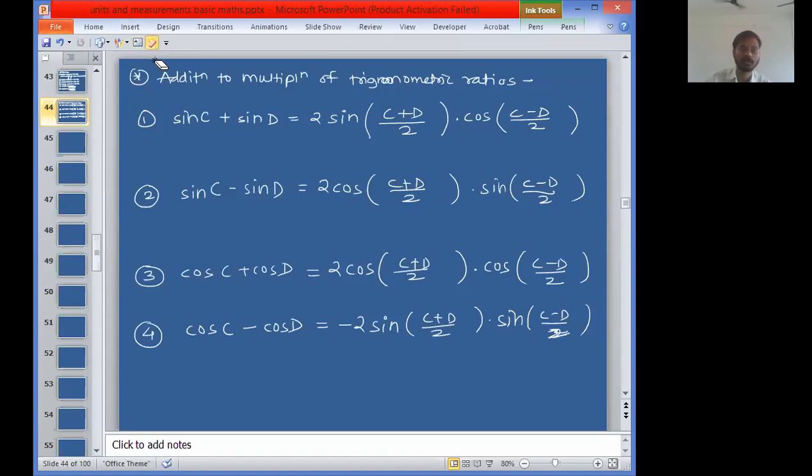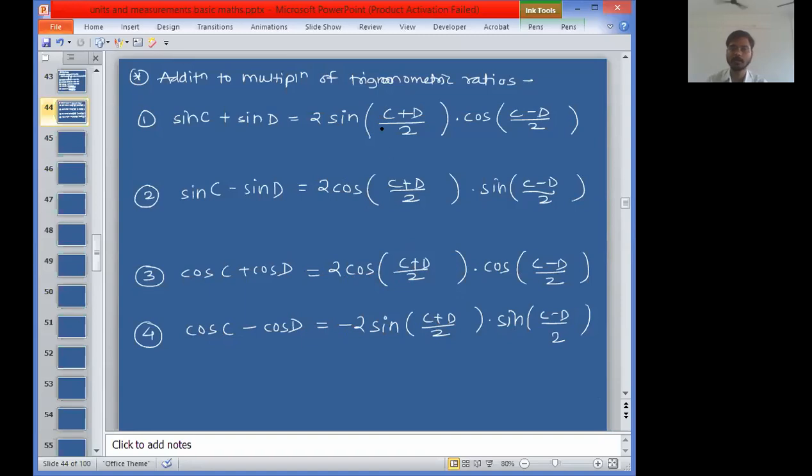I have given you the trick also, the music to remember the formula. Sine plus sine is 2 sine cos. Sine minus sine is 2 cos sine. Sequence reverse. Cos plus cos is 2 cos cos. And cos minus cos is minus 2 sine sine.